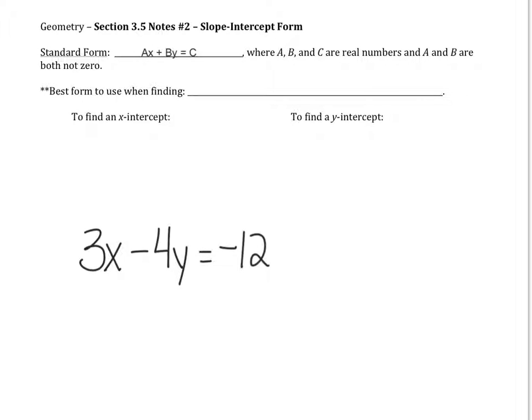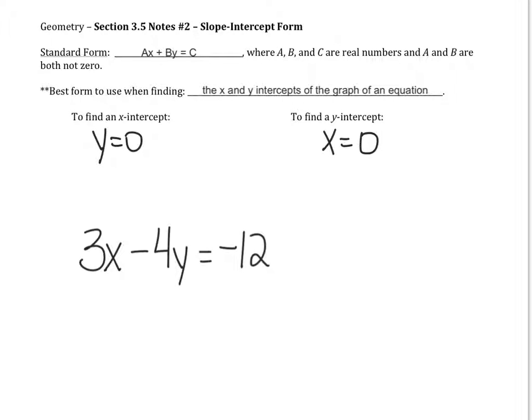Standard form is best to use when you're finding the x-intercept and the y-intercept. And just as a reminder, to find an x-intercept you put 0 in for y, and to find a y-intercept you put 0 in for x. You might remember this as the cover-up method.